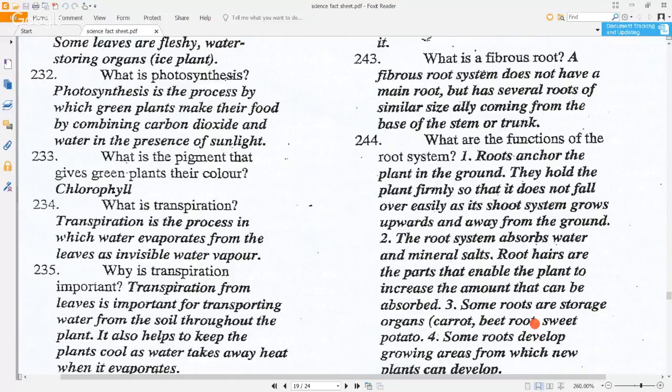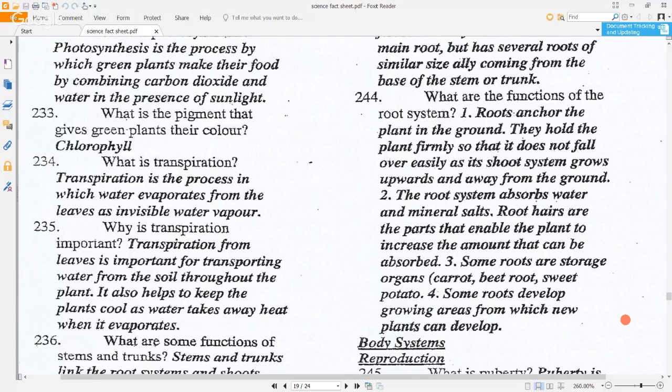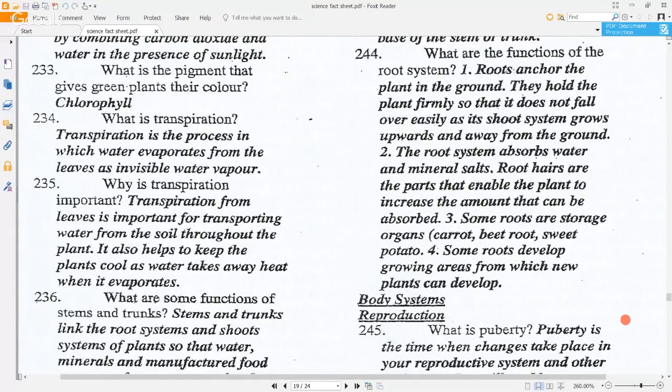Some roots are storage organs, for example, carrot and beetroot and sweet potato. Some roots develop into growing areas from which new plants can develop.